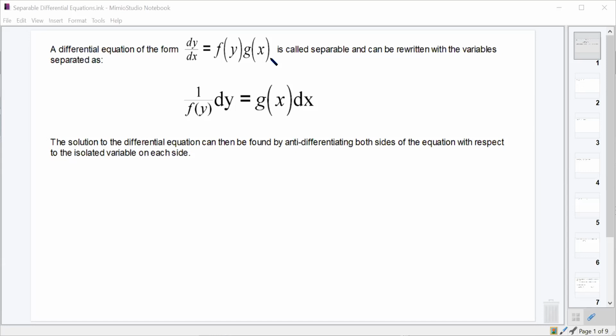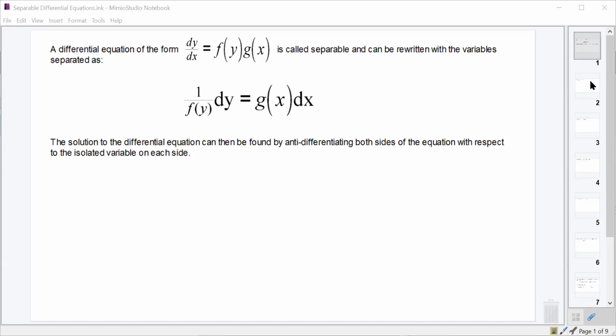All right, are we ready? It all makes sense. You get the y's on one side, you get the x's and the dx on the other side, you anti-differentiate both sides and solve for y. Pretty straightforward? Or no?